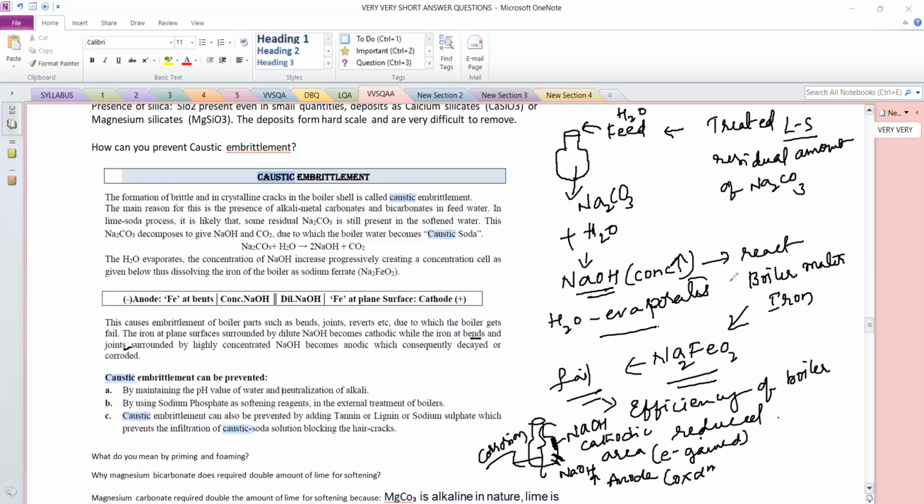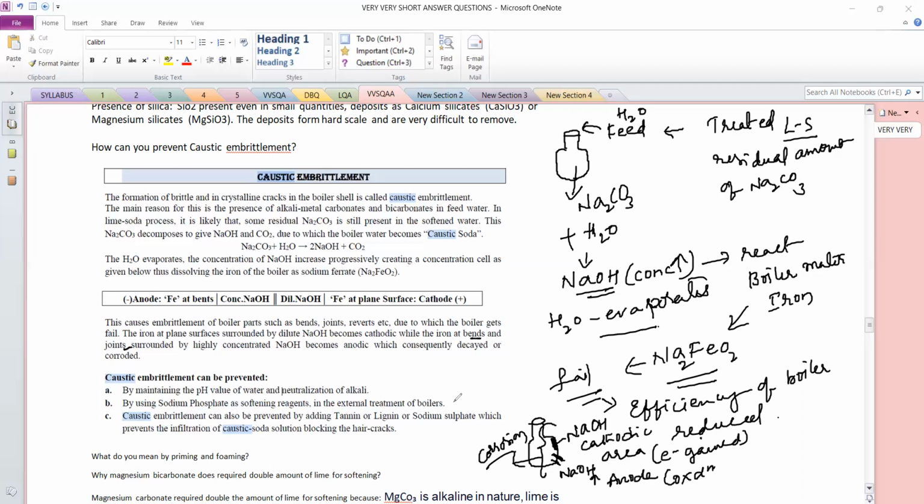You can see here that whatever I discussed is mentioned here. The formation of brittle and intercrystalline cracks in the boiler shell is called caustic embrittlement, right? Caustic embrittlement can be prevented by maintaining the pH value, which can be maintained by neutralizing the alkali in the water. Next, by using sodium phosphate as a softening reagent in the external treatment of the boiler water.